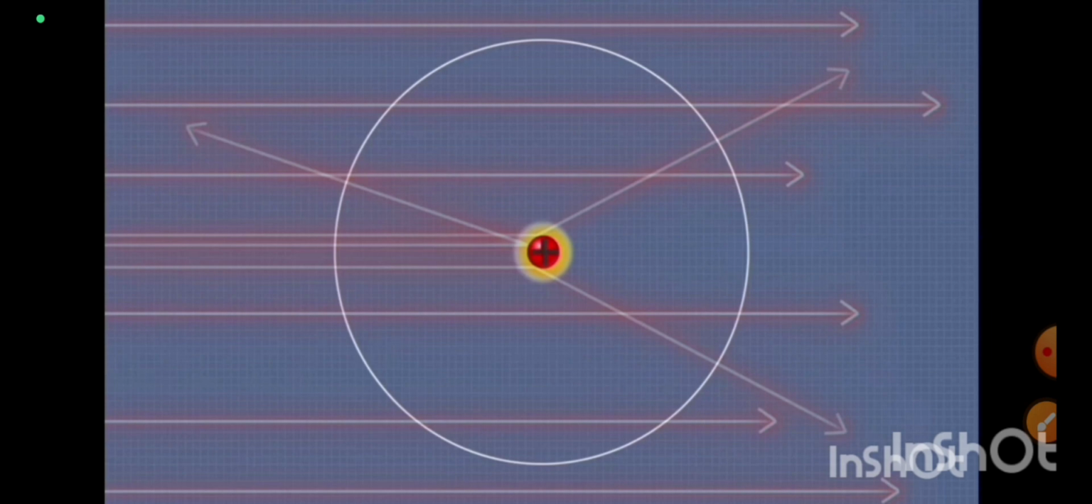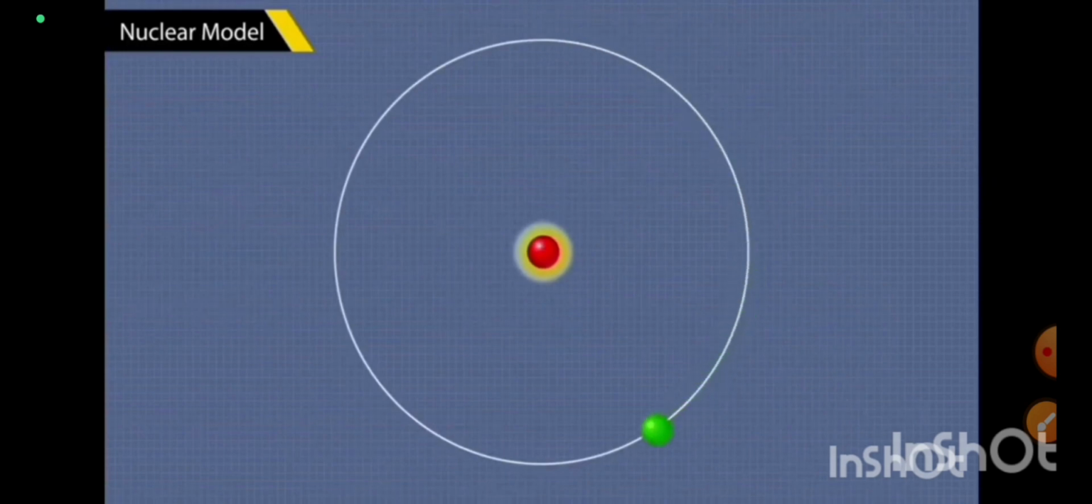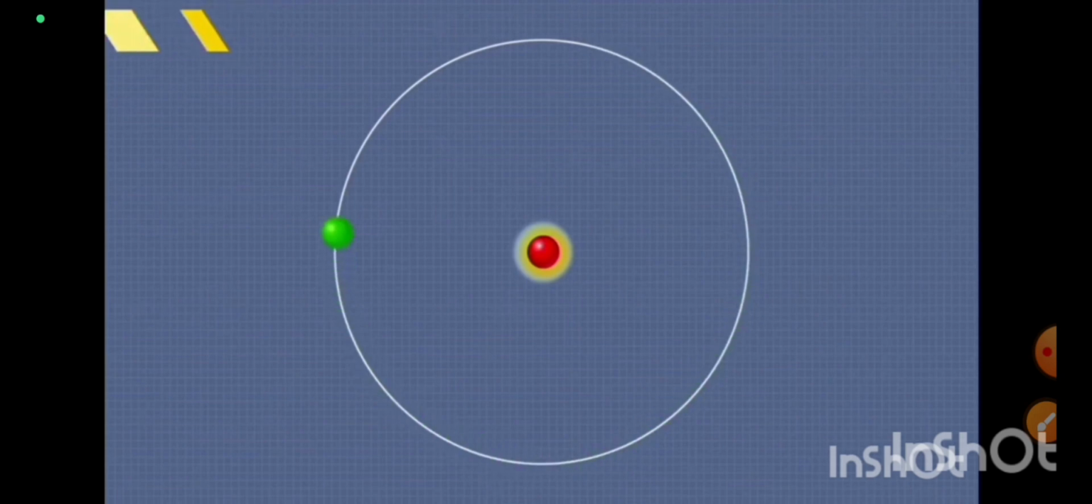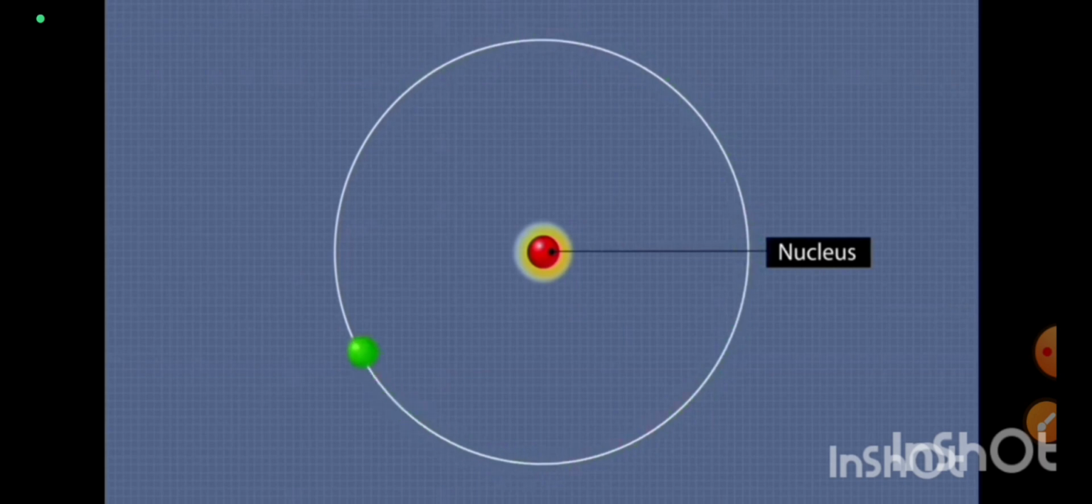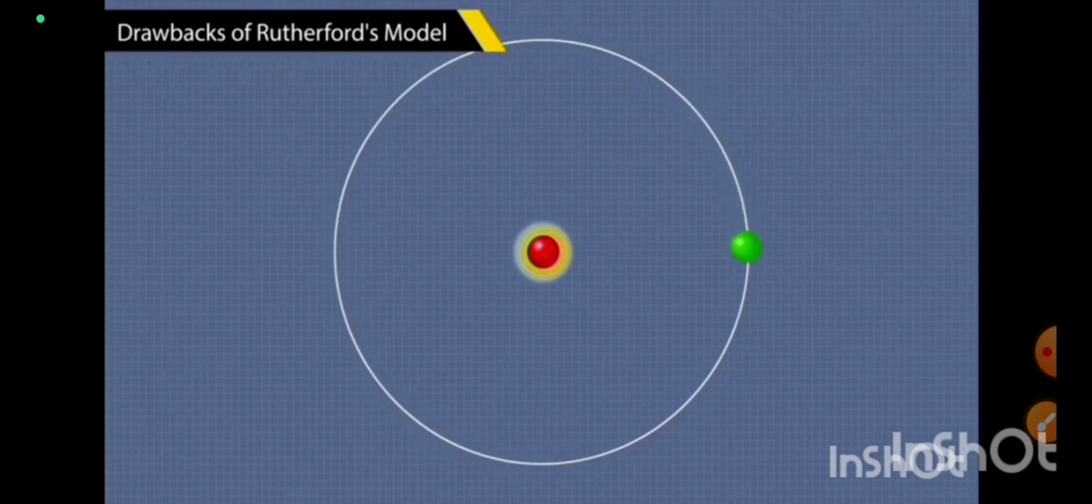So Rutherford came to the conclusion that the positive charge is not distributed throughout the atom, but is confined or concentrated in the center of the atom in a very, very small space. This small space having a positive charge inside the atom was called the nucleus, and the electrons were supposed to revolve in orbits around the nucleus. Most of the space of the atom was supposed to be empty, and electrons were revolving in these orbits.